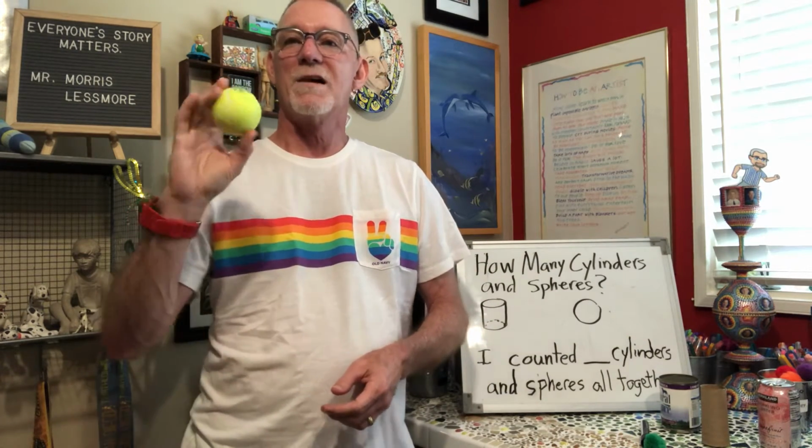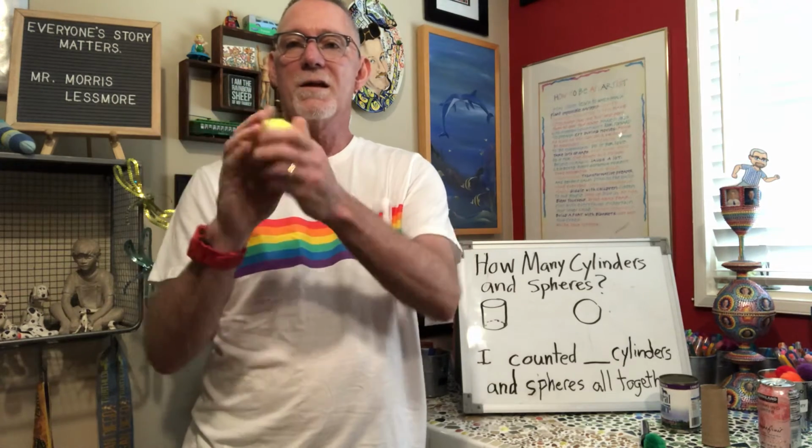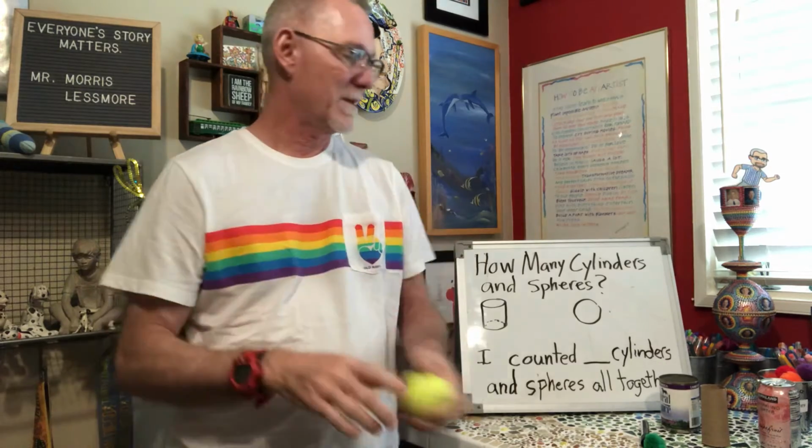A sphere, I still love to say that word, it has an S and a F sound together, a sphere. A sphere is round like a ball, it has one side, and it can also roll, a sphere.